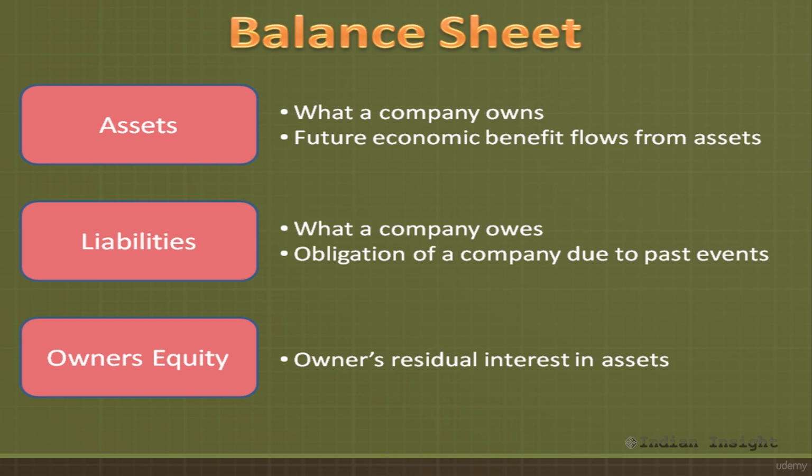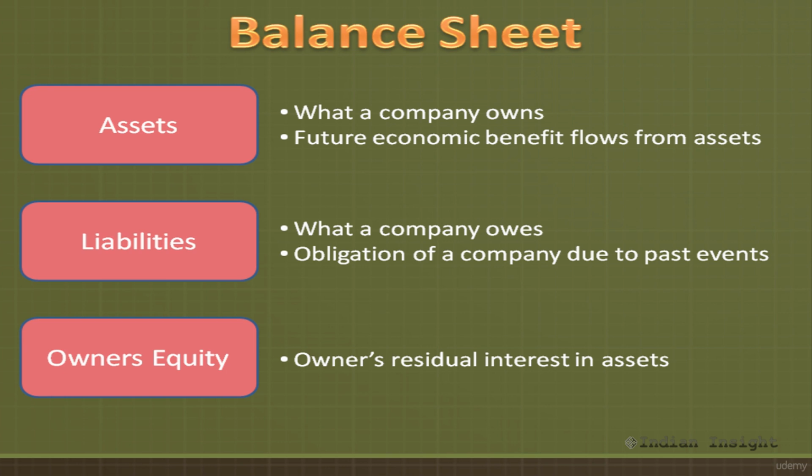The financial statement also discloses owner's equity, which is essentially the excess of assets over liabilities. Essentially, the balance sheet discloses what an entity owns, what it owes, and what the owner's claims are at a specific point in time. The basic elements of a balance sheet are shown here.